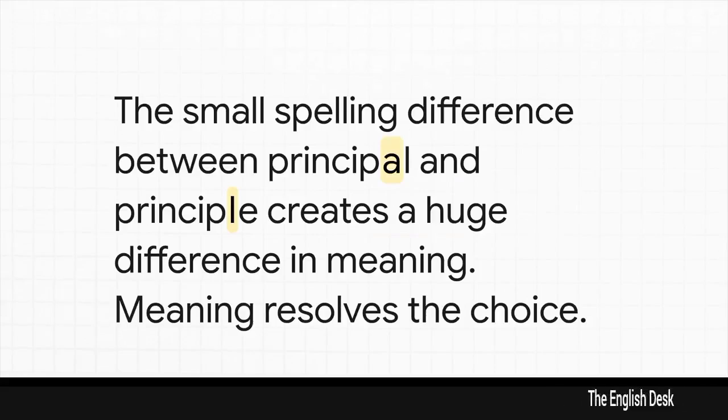And here's the crazy part. It all boils down to just one letter. That's it, an A versus an E at the end. But that one tiny little letter completely flips the meaning of your sentence. It's one of those small details that really makes a huge difference in your writing.